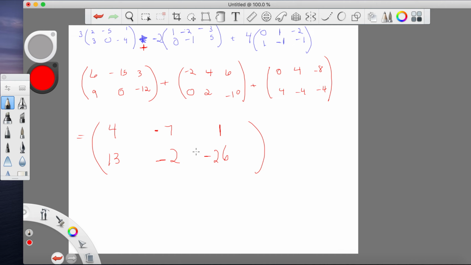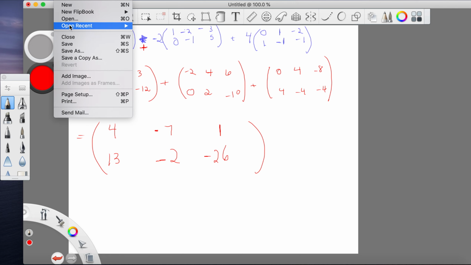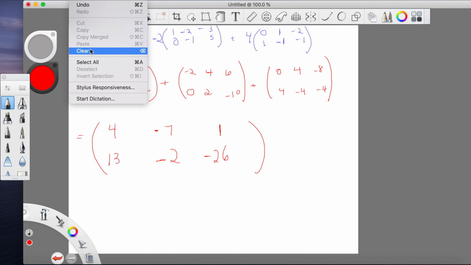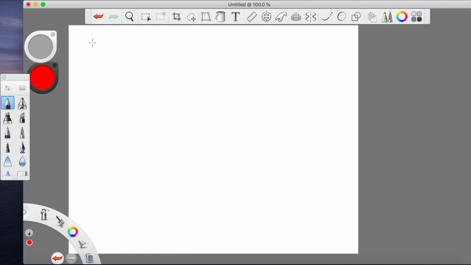That's pretty much all I want to say about addition and scalar multiplication. At this point, we're going to move on to matrix multiplication.